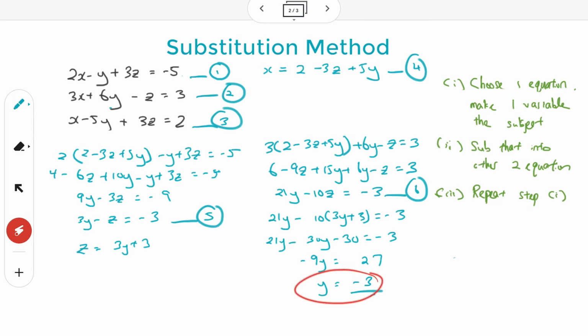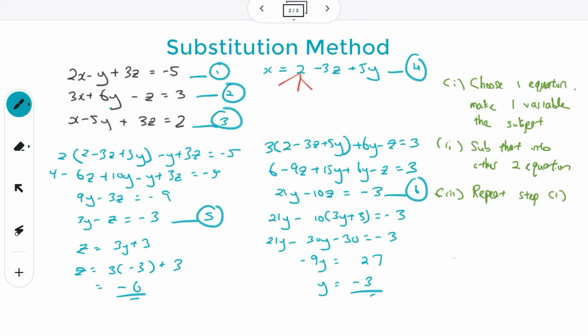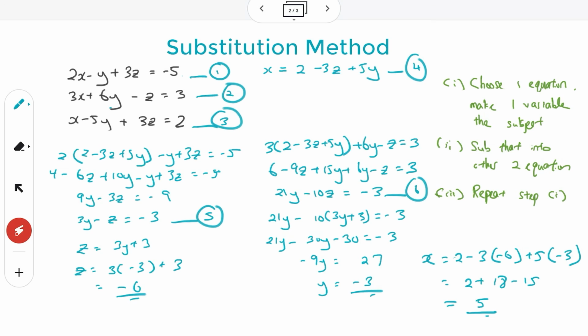Sub y equals negative 3 back into z here, and you get negative 6. Sub negative 6 back into x, and you get something like x equals 2 minus 3, z is negative 6, plus 5y, y is negative 3, you get 5. So there you have it, guys.